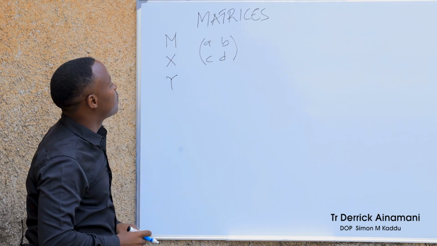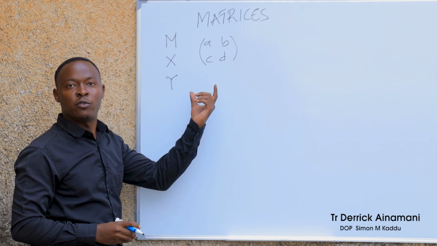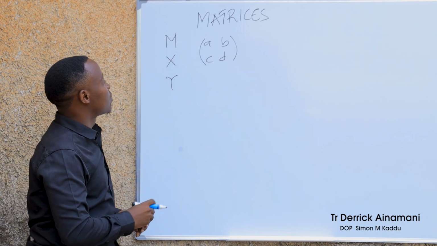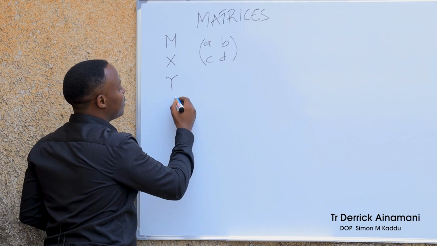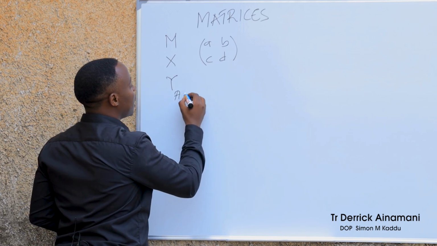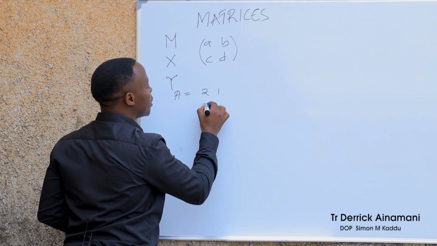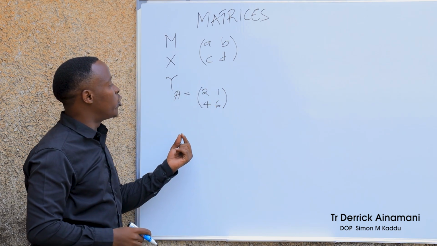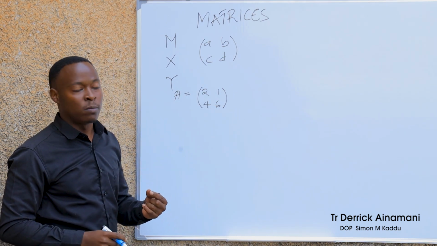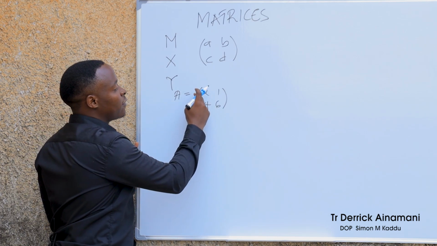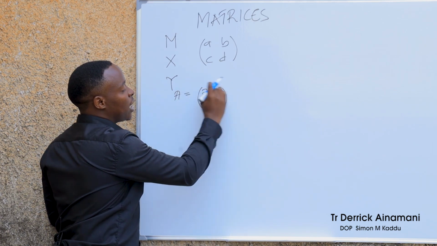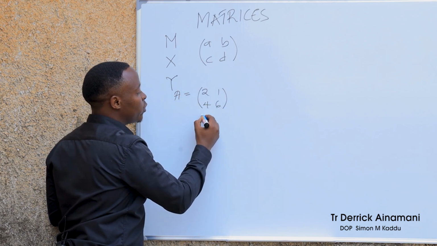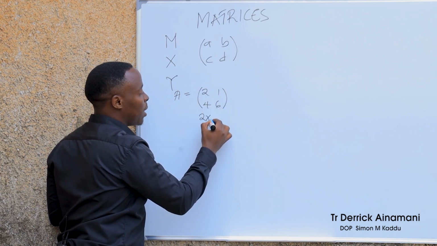Now what we have here is a 2 by 2 matrix with elements A, B, C and D. So someone can say a matrix A is equal to 2, 1, 4, 7. When we are reading matrices, we read row by column. These are rows and these are columns. So we have 2 rows and 2 columns. This one, we read it as a 2 by 2.